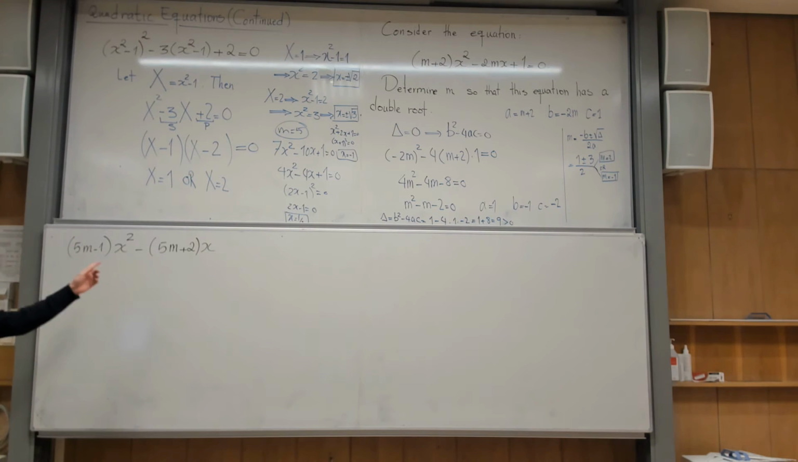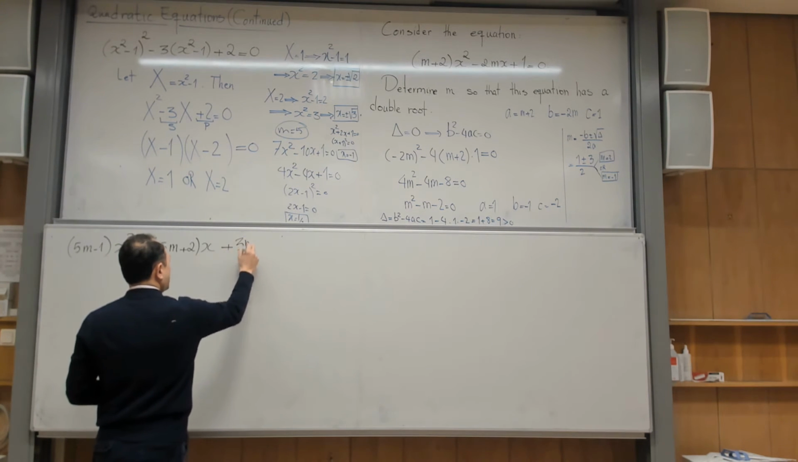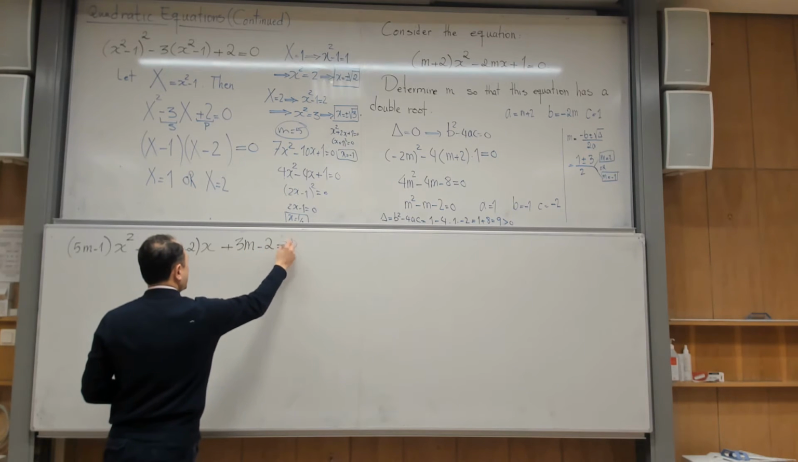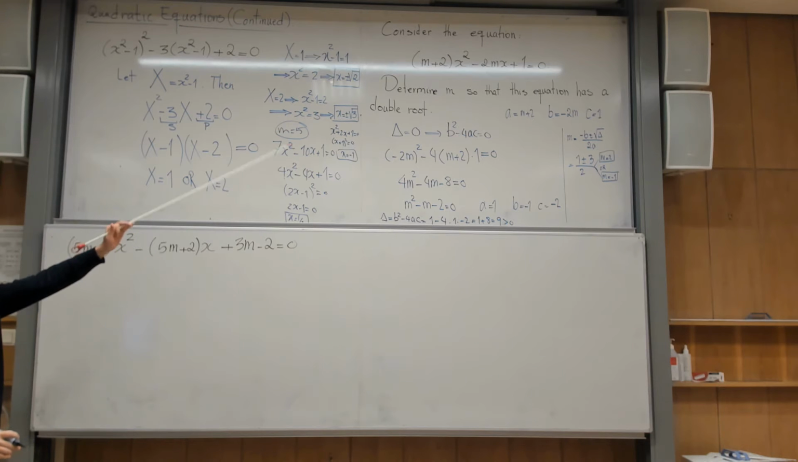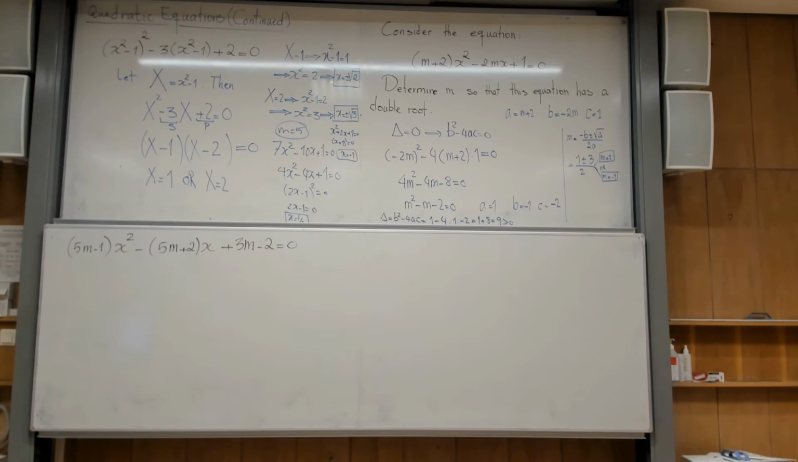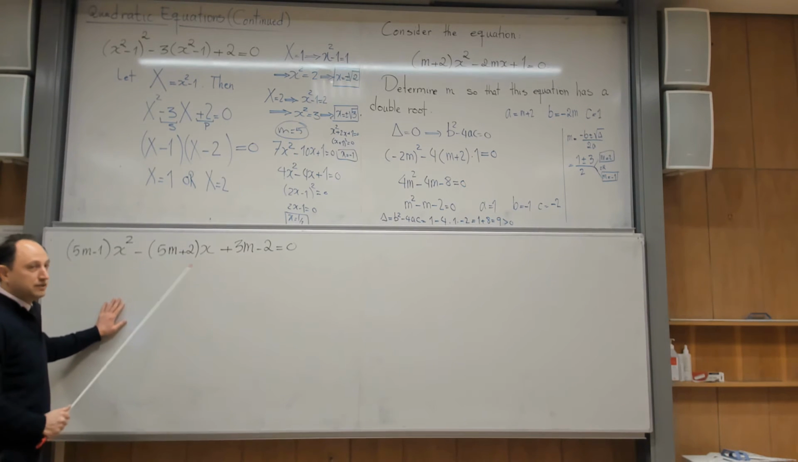It's a little bit more involved algebraically, but I think you can manage that. 3m minus 2 equals to 0. So exactly the same question, but change the equation to this a little bit more involved equation. I want to give you 5 minutes to think and find the answers, okay? Everything you need is on the board, but you have to be careful in your algebra.